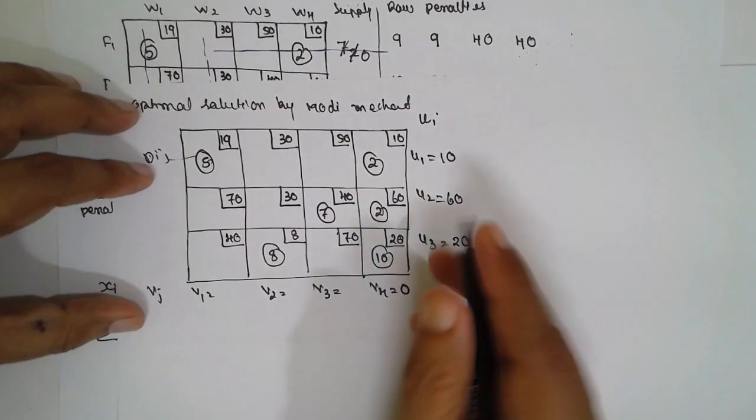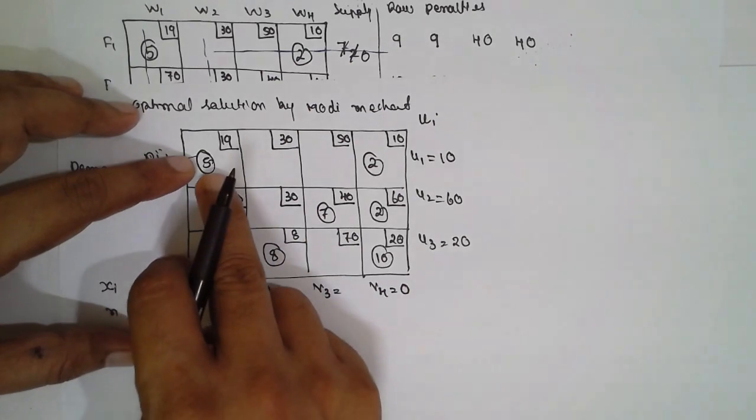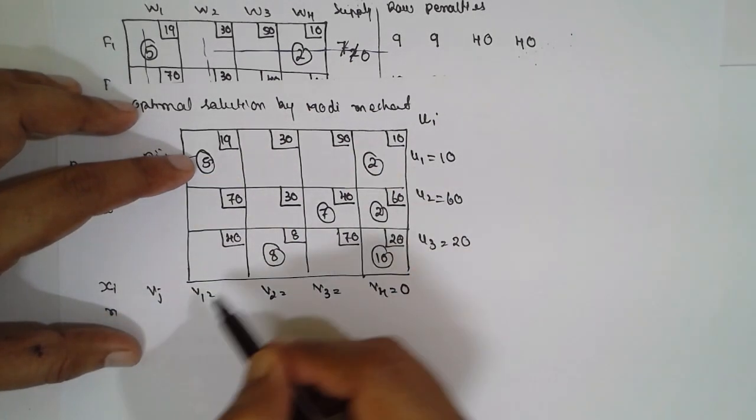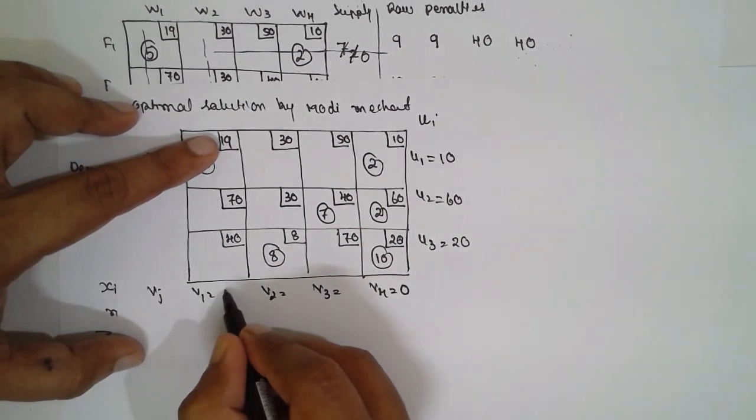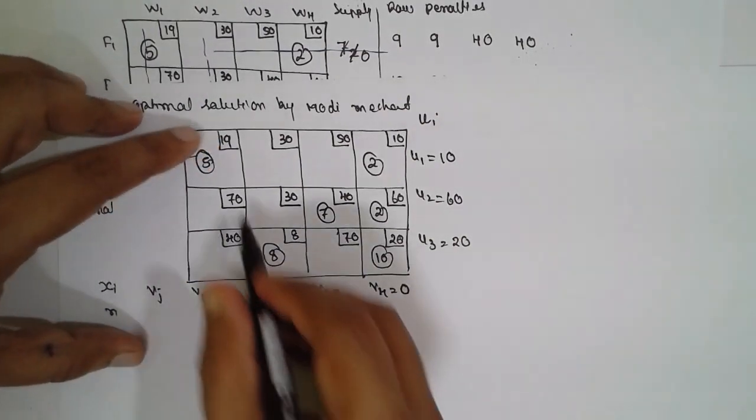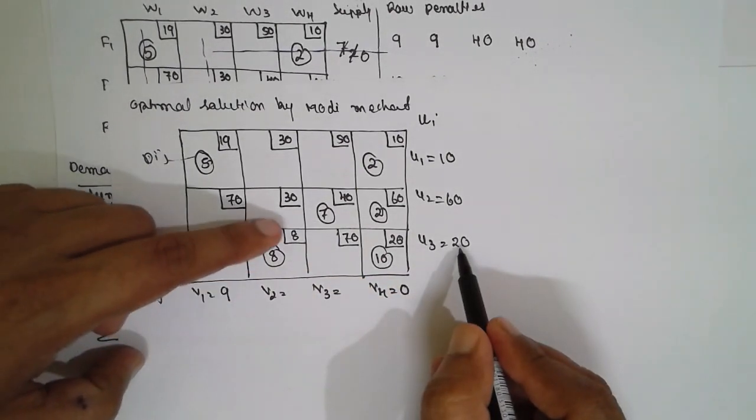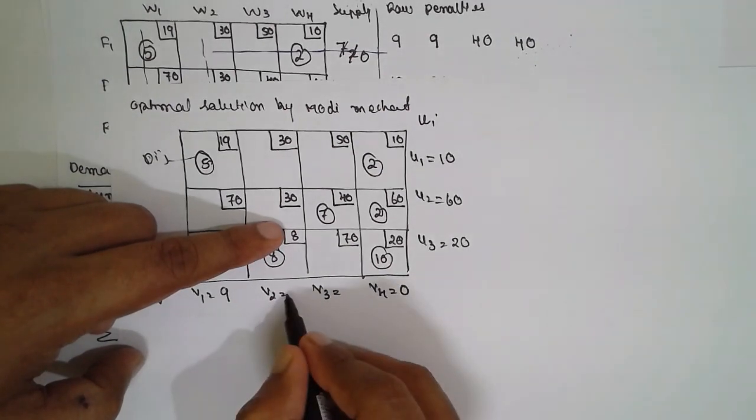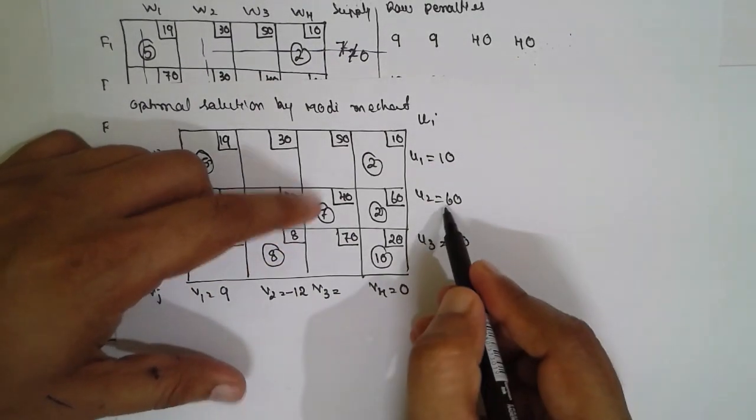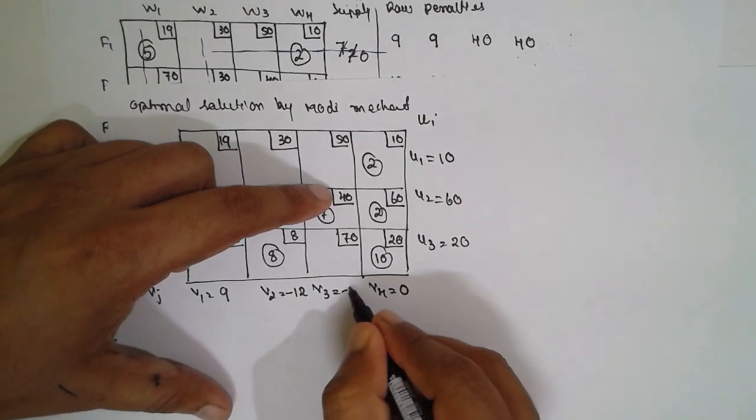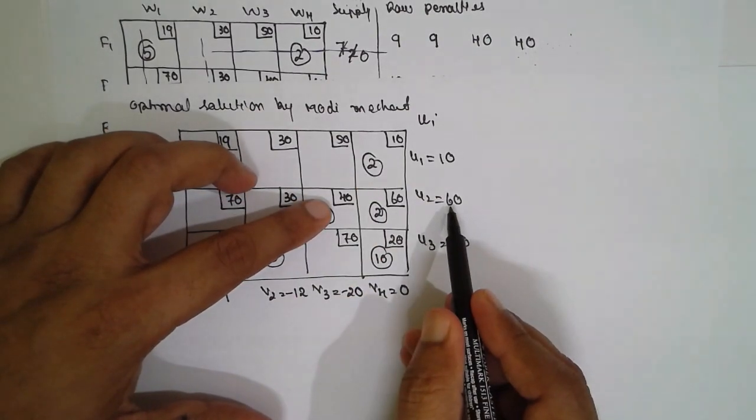Now you have to find out v1, v2, v3 based upon the occupied positions. Now how to find u1, v1 value? See here, 19 minus 10 is nothing but 9. It is the occupied position. Now how to find this position? You have to see there is an occupied position. This is the occupied position. That means 8 minus 20 is nothing but minus 12. Now you have to find out v3, 60. 40 minus 60 is nothing but minus 20.